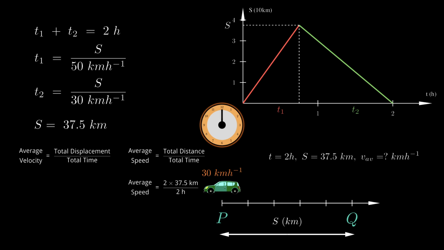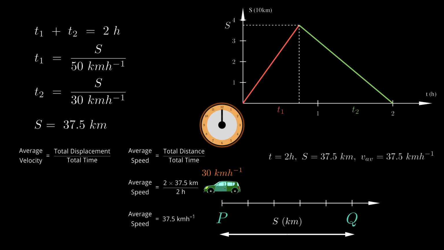Returning to the example, the total distance traveled by the vehicle is twice the distance between points P and Q, and the total time taken is 2 hours. Therefore, we can calculate the average speed between P and Q as 37.5 kilometers per hour.